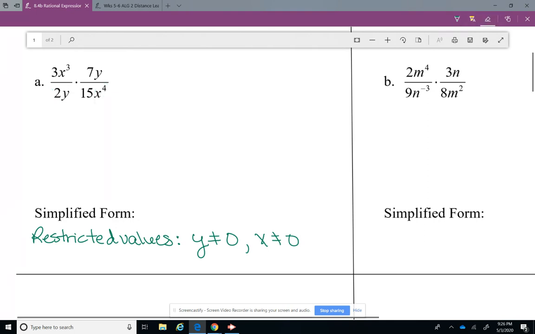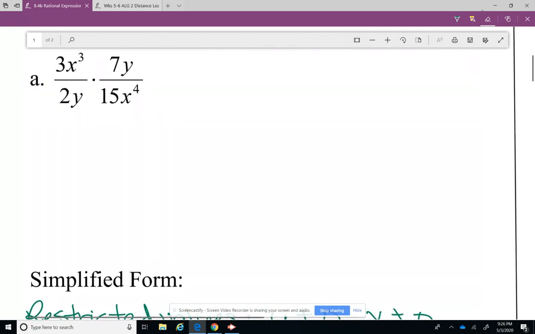All right, now when you're multiplying, you can just multiply straight across. But what I like to do is cancel. So you can cancel with anything that's in the numerator and the denominator, and the same way, you could do numerator with denominator. All right, so I see that the 3 and the 15 both have a factor of 3. So 3 goes into 3 one time, and 3 goes into 15 5 times.